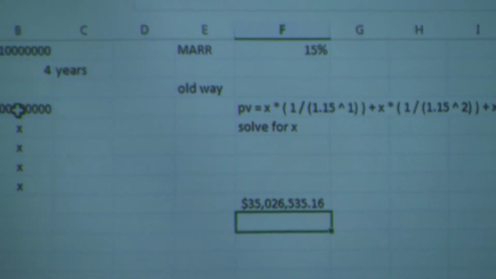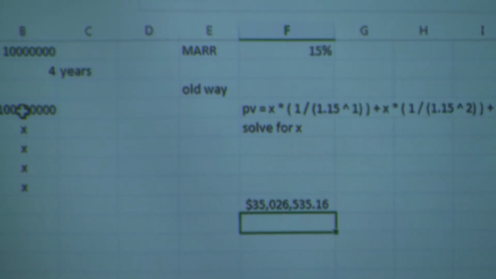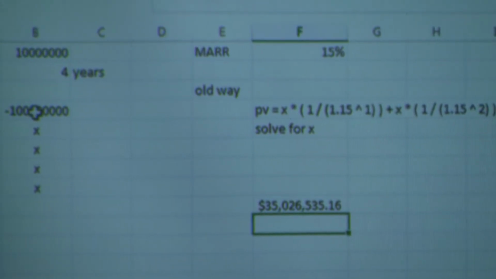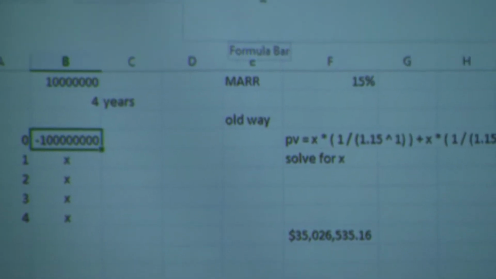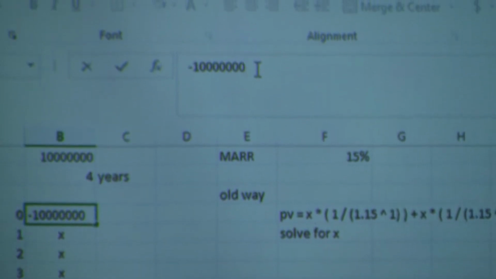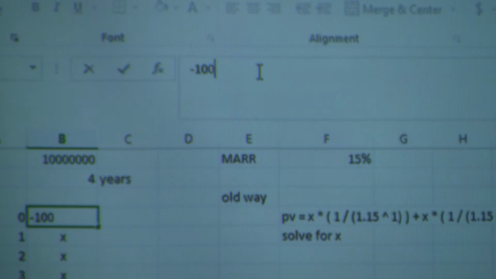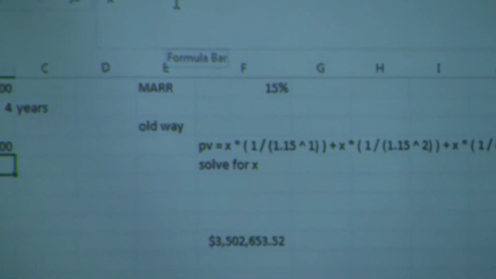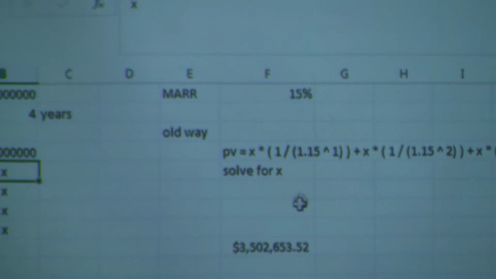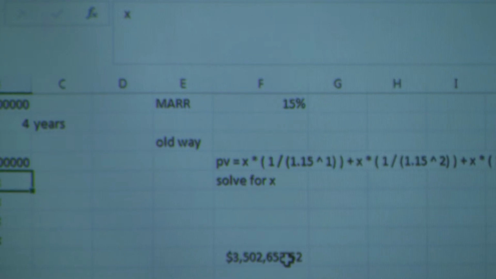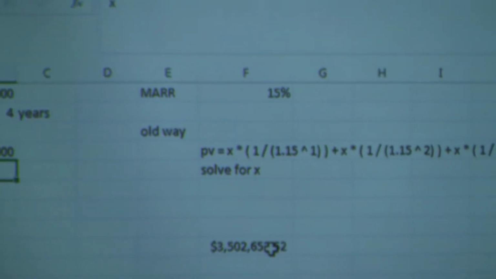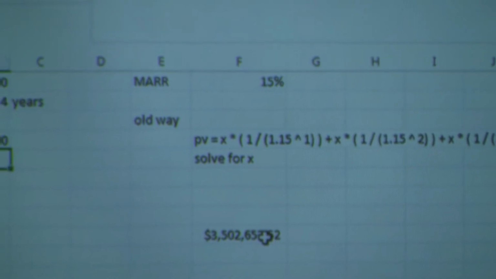So that should give me 35 million. Can you back that? I must have put in 100 million here because that seems really, really large. Let's see if we can type this again. 10. There we go. 3 million. I'll go back and show you the formula again. So that is the payment value. That's exactly what we would expect to save in years 1, 2, 3, and 4. That plus our interest makes that investment worthwhile. If we're not going to save at least that much, then it's not worthwhile.